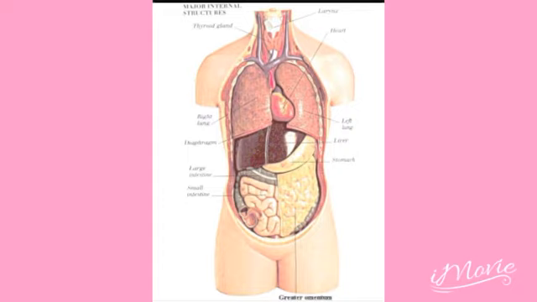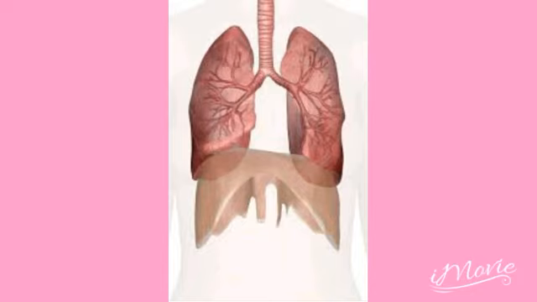Now we're going to the trunk. Your trunk has the esophagus, liver, lungs, heart, stomach, kidneys, large intestine, and small intestine. Most of these work together to process the food, except the lungs and the heart.